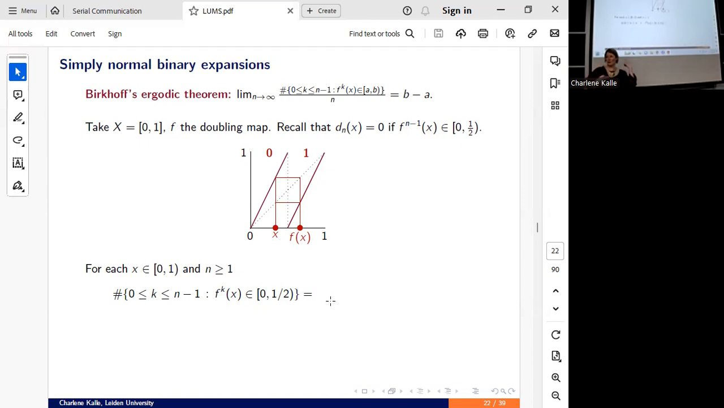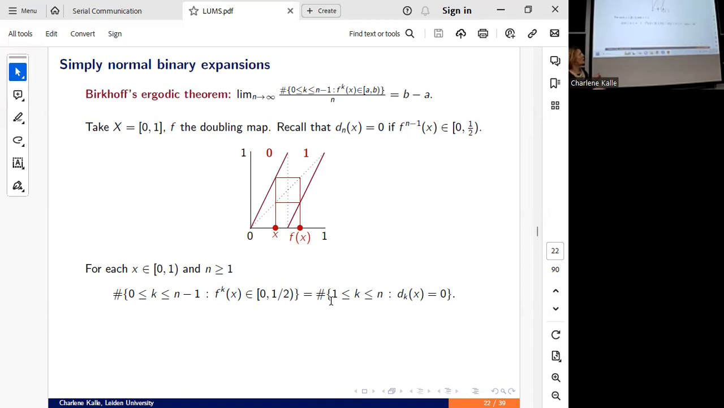That's precisely right. And in terms of binary digits, this corresponds precisely to, we're not there yet, we're getting there, but this will be the next step. So this part will be precisely the number of digits that is equal to 0 in the first n iterates.